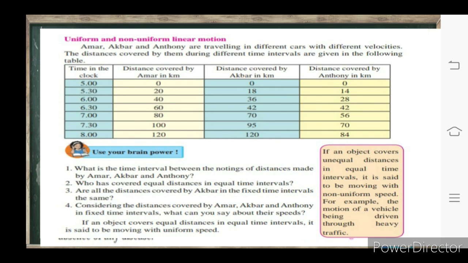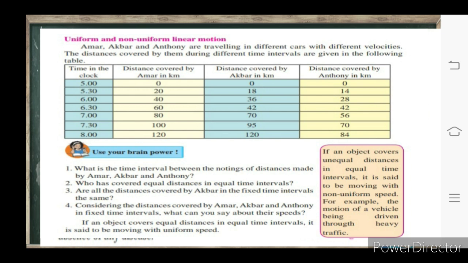Now if you observe the first column, at 5 o'clock the distance covered by Amar is 0 kilometer. At 5:30, 20 kilometer. 6 o'clock, 40 kilometer. 6:30, 60 kilometer. 7 o'clock, 80 kilometer. Means after a regular interval of 30 minutes, the distance covered by Amar in each interval is 20 kilometer. So equal distance is covered by Amar in equal intervals of time. So this type of motion is called uniform motion.